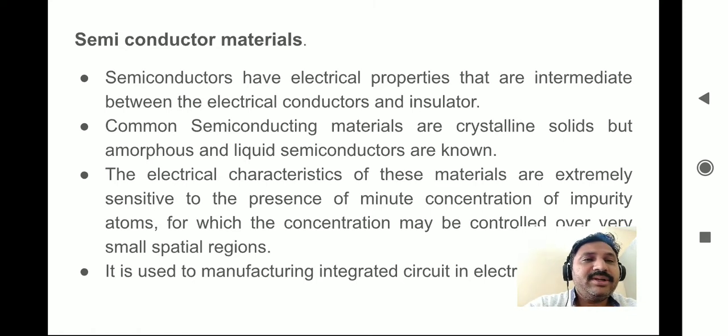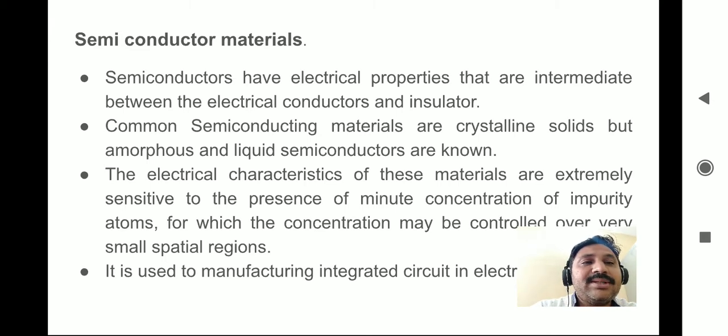Semiconductors have electrical properties that are intermediate between an electrical conductor and an insulator. As we know, a semiconductor has an electrical property, meaning it can pass electricity. It is intermediate between the electrical conductors, which we consider metals, and the insulators, which we consider ceramics and polymers.